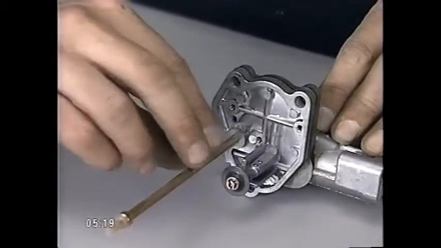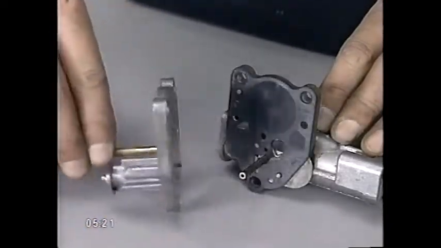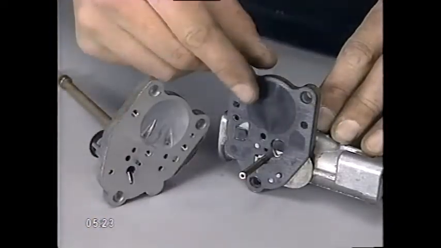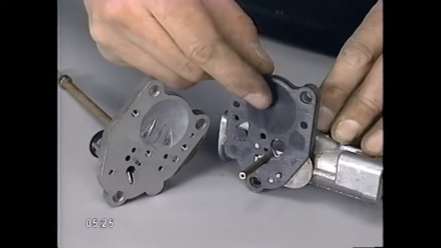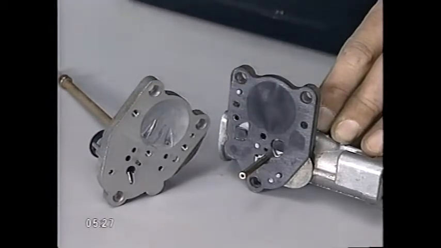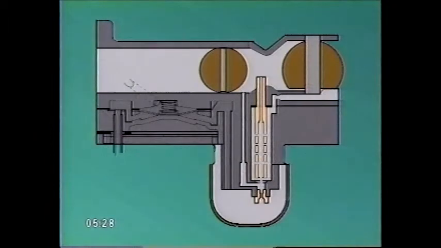Pump suction is created by a flexible diaphragm installed between the upper and lower body parts with a gasket. Let's take a few moments to see how it works using this animated drawing.